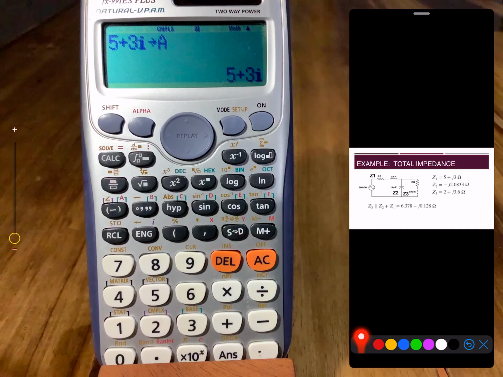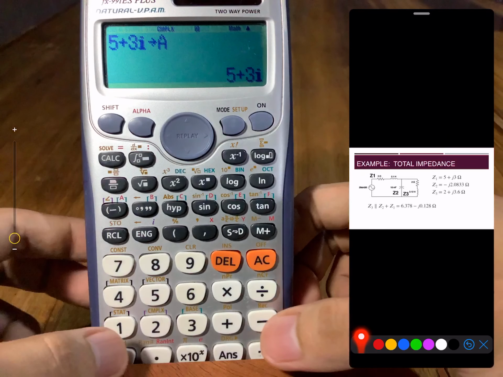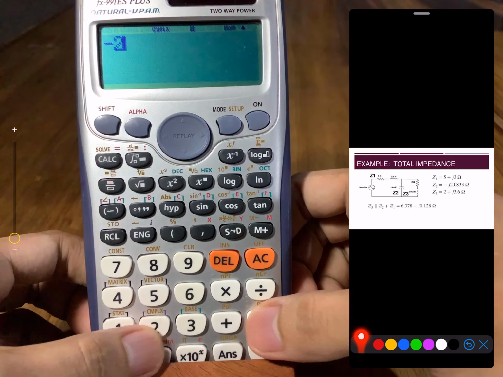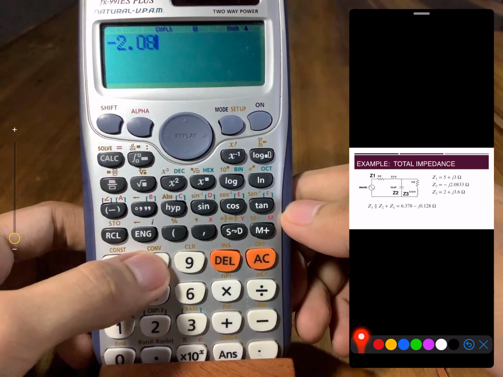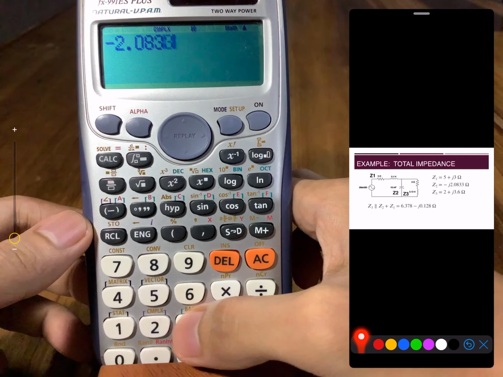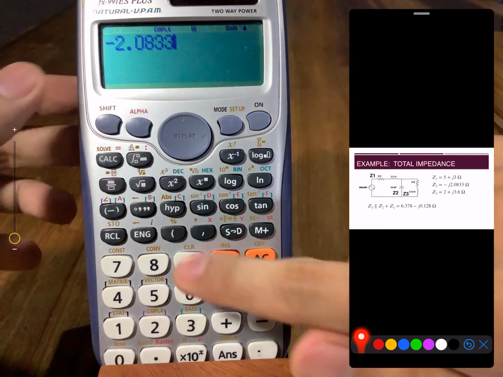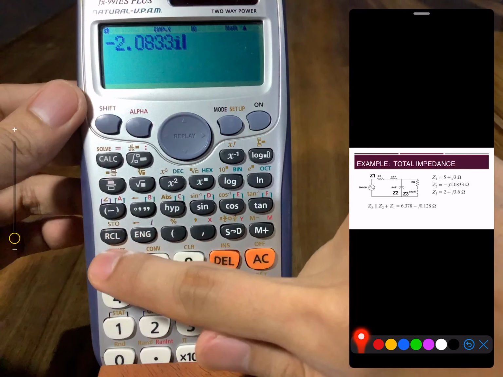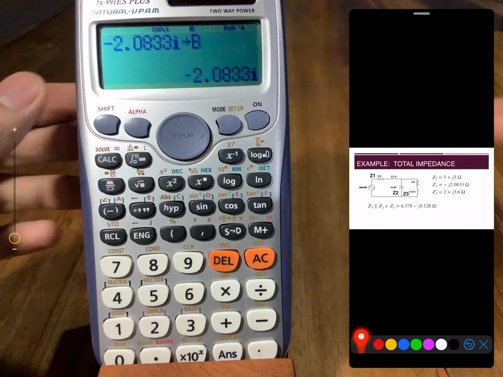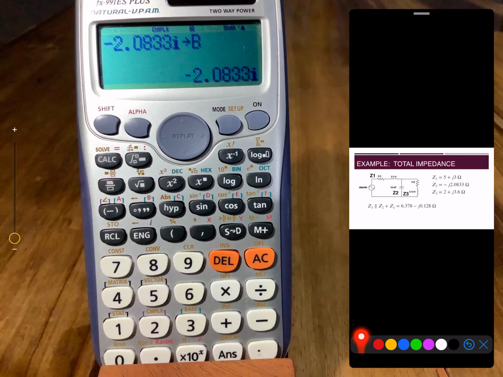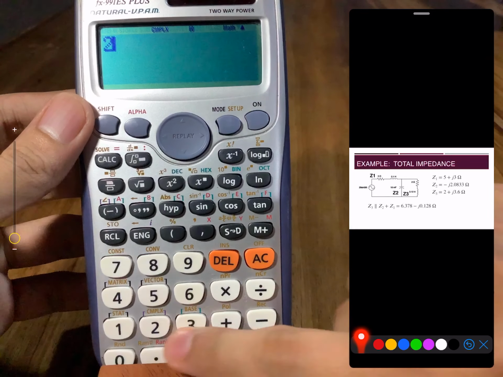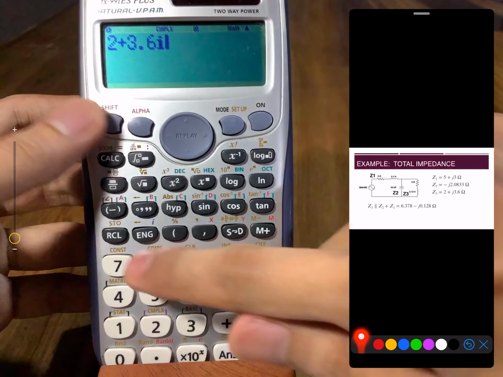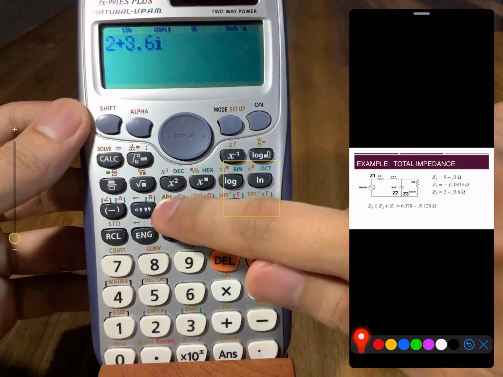So in this case, we have 5 plus 3i, and we store this to variable A. Next, we store Z2 to variable B, so negative 2.0833, okay? And this is negative J, so we have i there, and store to variable B. And for the last part, we have 2 plus 3.6i, and we store that to variable C.